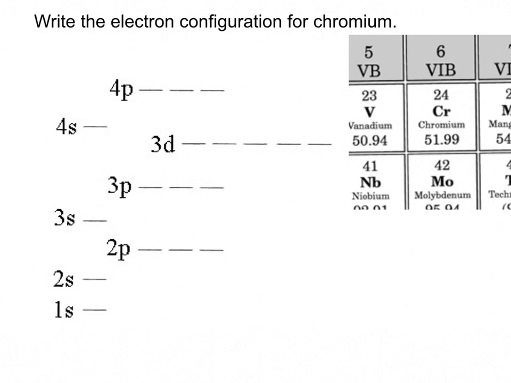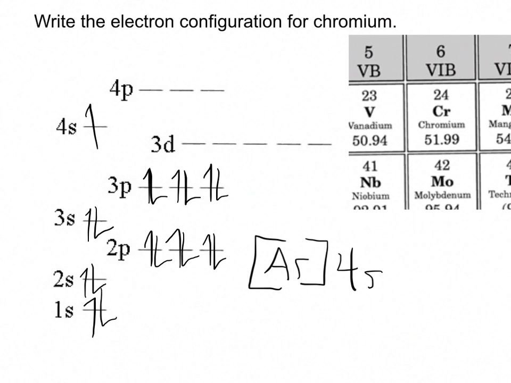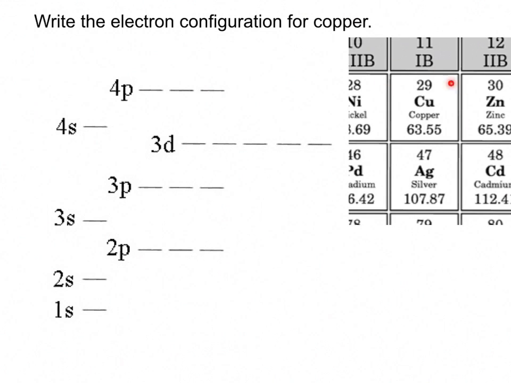Let's try it again, right this time. There goes our argon configuration. And we go 4s1 3d5. And so what appears to happen is that we have a half-filled s orbital and a half-filled d orbital. Now, the reason for this is beyond the scope of this video, but you have to just remember this exception. Now, for our next exception, copper.